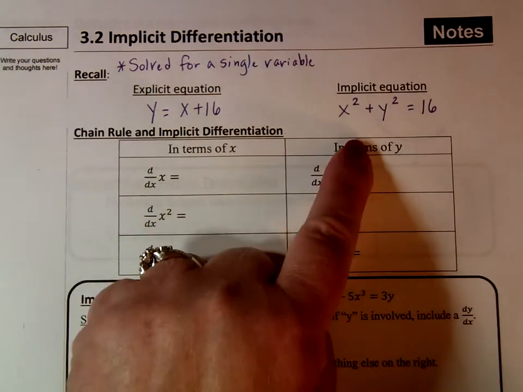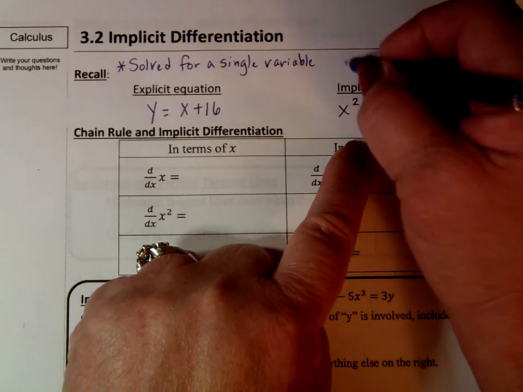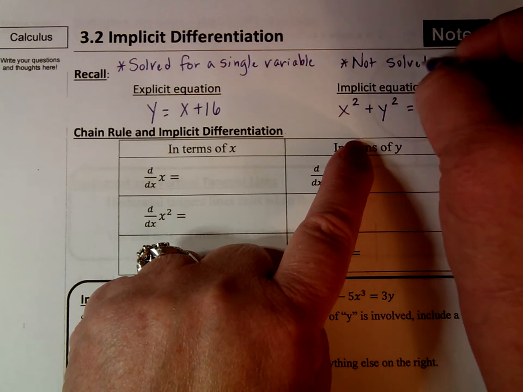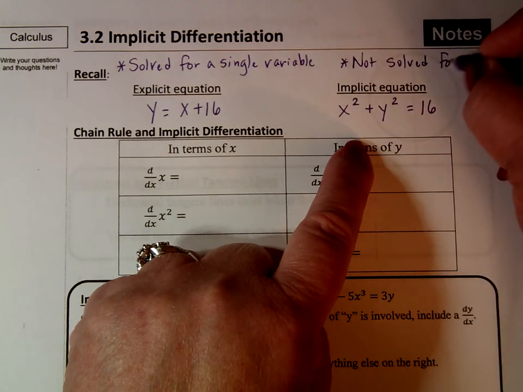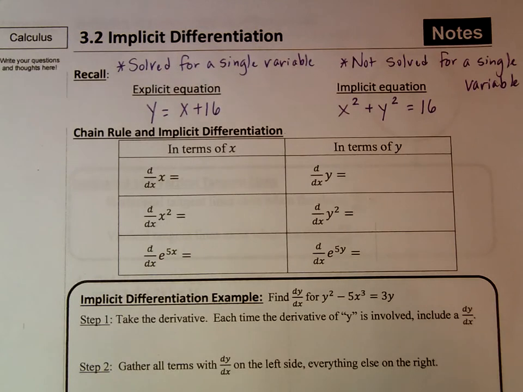This guy over here, Mr. Implicit, is not solved for a single variable. In order for us to do our calculus, to do our derivatives, it has to be solved for a single variable, or there has to be a different way that we approach it. And really that's the whole story to this.